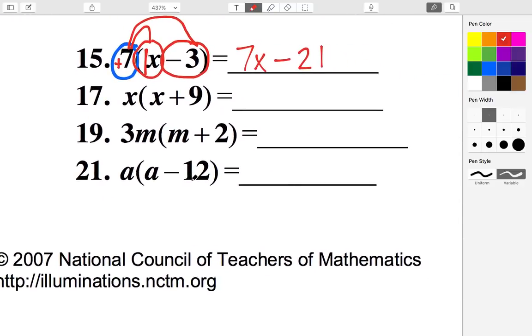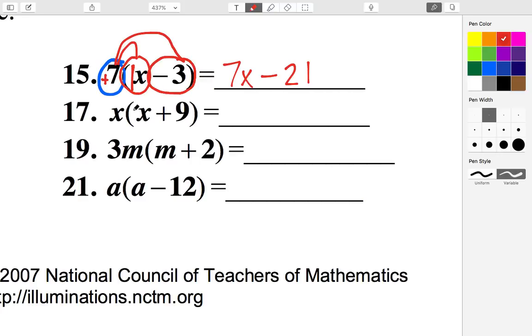All right, so we're going to go to x times x. You're going to circle the x. You're going to drop the x in here. The numbers are 1 and 1. What is 1 times 1? 1. How many x's do you have? 2. And put the x there.